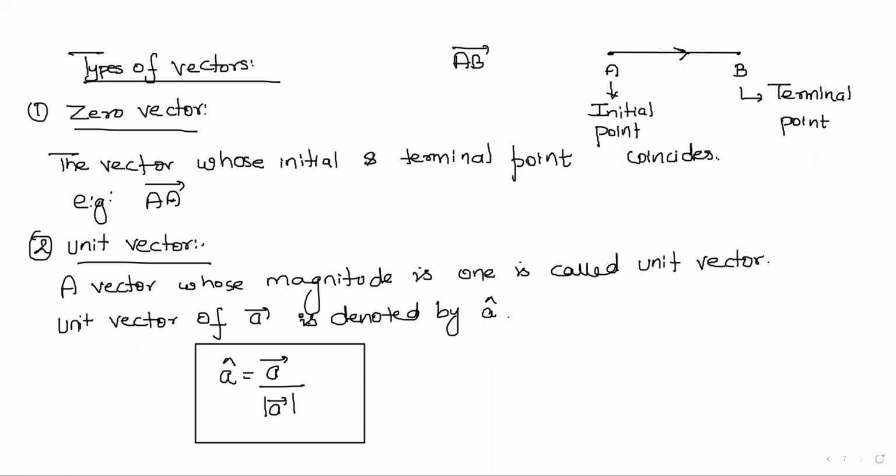Just a second. In the above example, this is vector AA, this one. So you can see here the initial and terminal points are same. So this is a zero vector.